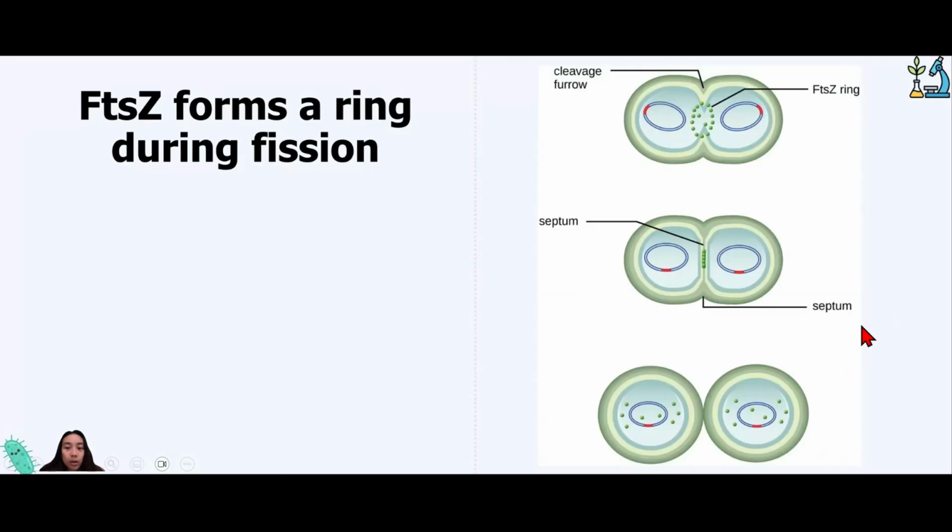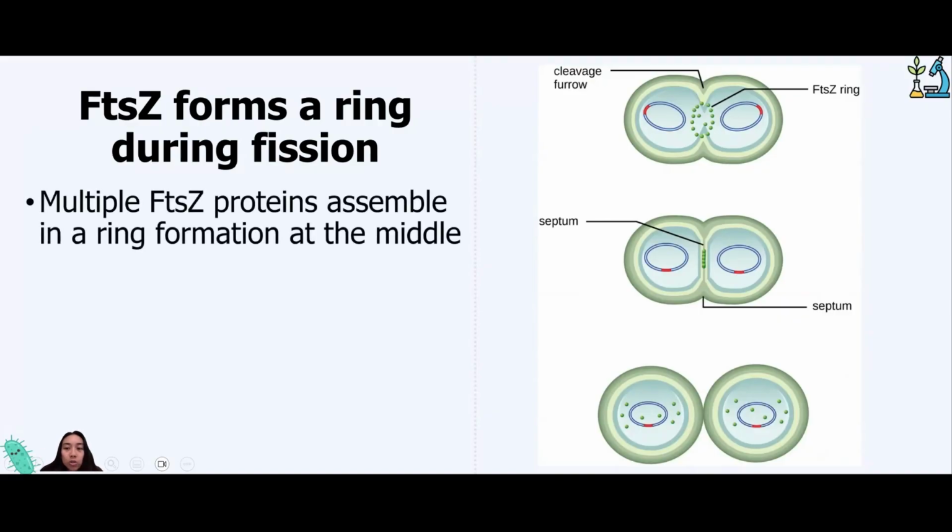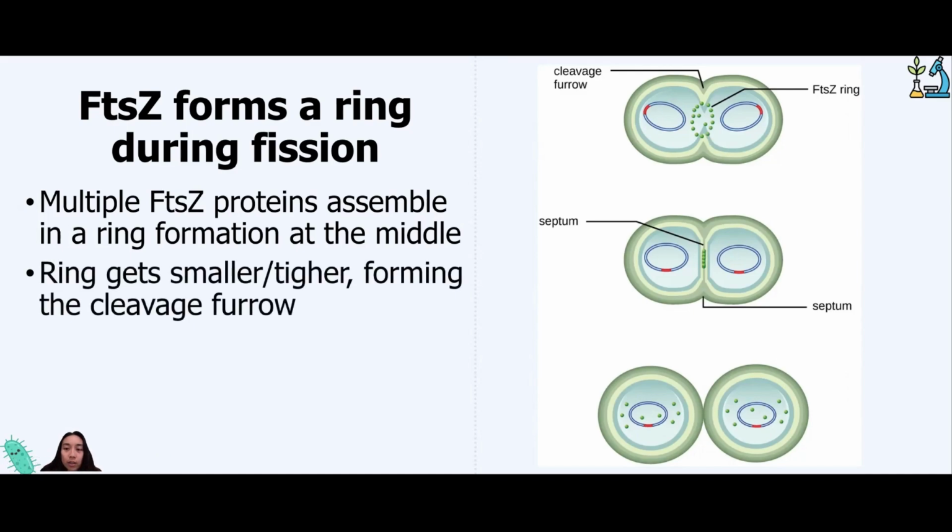Here we're going to talk about exactly how the bacteria actually splits. There is this very famous, well-known protein called FtsZ. FtsZ forms a ring that actually pinches the bacteria in half. Multiple FtsZ proteins assemble in this ring formation in the middle of the bacterial cell. And basically the ring gets tighter and tighter. As you can see here, they're forming a ring and it gets tighter, and it squeezes the bacteria in the middle. And so we get this cleavage furrow, which is basically the part where the bacteria are getting pinched.